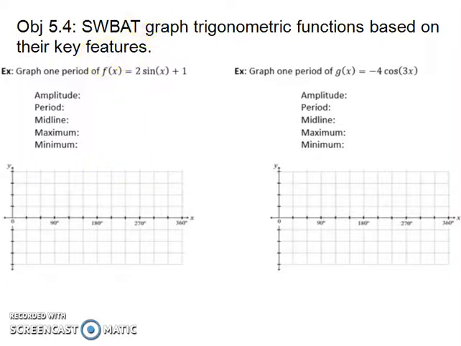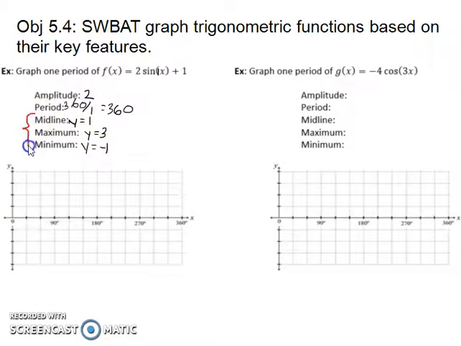So we're going to start just by finding each of these things. The amplitude is the absolute value of A, so that's 2. The period is 360 divided by B, and in this case B is 1, because that's 1x, so that's 360. The midline is whatever k is, so that's y is equal to 1, and the maximum and minimum are the midline plus the amplitude and minus the amplitude. So that's y is equal to 1 plus 2, which is 3, and y is equal to 1 minus 2, which is negative 1.